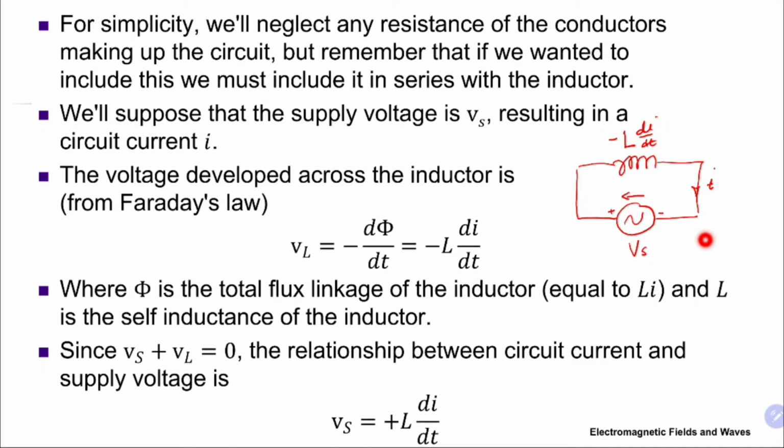So if we apply Kirchhoff's voltage law across this loop, then we can write that if this is my voltage VL, the voltage developed across the inductor, then if I sum the voltage across the loop, Vs plus VL has to be equal to 0. And then from here, we said that Vs will be equal to minus VL, and our VL is equal to minus L di by dt. Therefore, Vs will be equal to L di by dt.